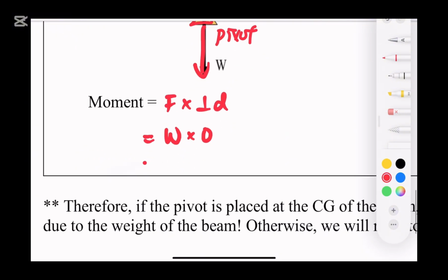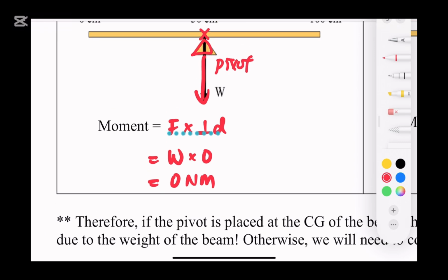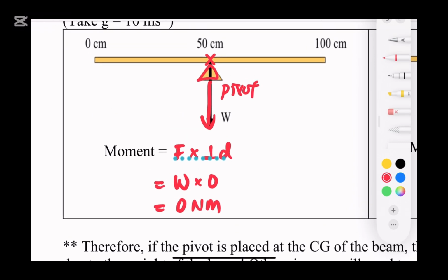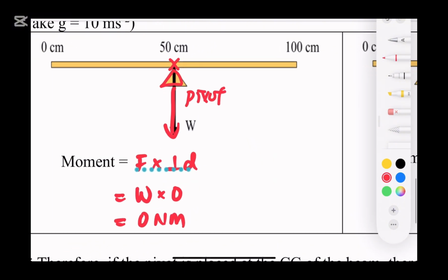So in this case, the moment generated by this weight is 0 Newton meters. It's 0, which is good news because we do not have to consider the moment due to the weight itself. So anything that we just add on, let's say I add on another weight over here, I just consider its moment. So I don't have to care about the moment due to the weight.